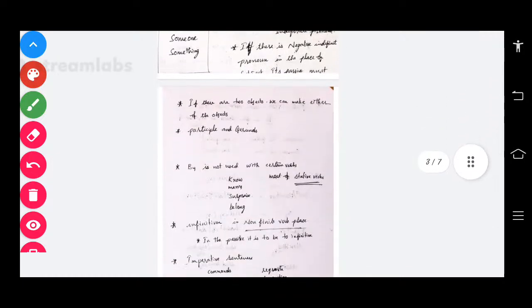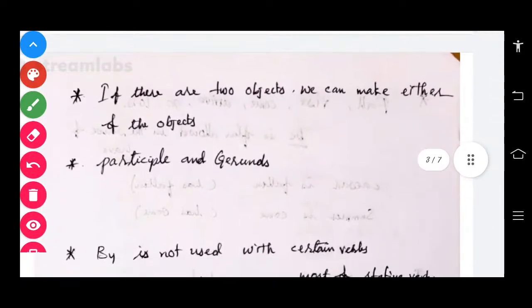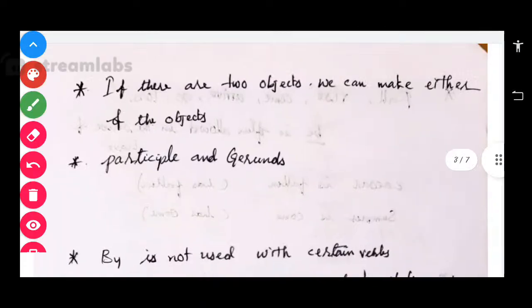Did you understand this? So this is about the indefinite pronouns part. And the next we will see that if there are two objects, we can make either of the objects the subject. In a sentence, if there are two objects, we can make two passive sentences by using both the objects. Right, next one, participle and gerund. If there are participles and gerunds in a sentence, in what way do we have to make them?